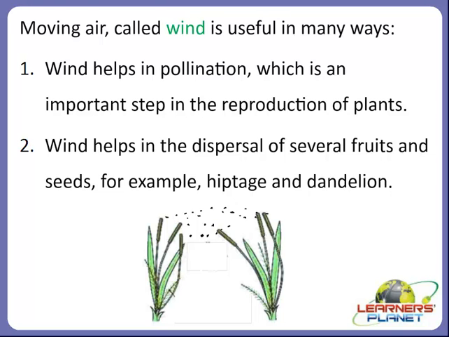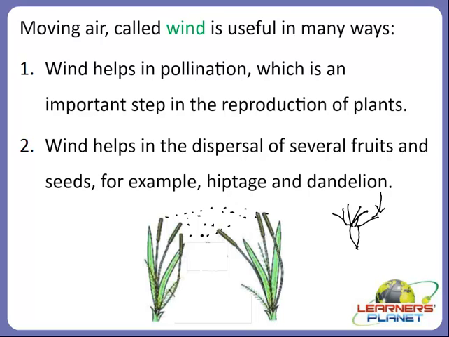Secondly, wind helps in the dispersal of several fruits and seeds, for example, heptage and dandelion. Because dandelion is a very lightweight plant, it has feathers all around. And that is why we can say that wind helps in the dispersal of several fruits and seeds. There are other examples too. These are not just two of them.